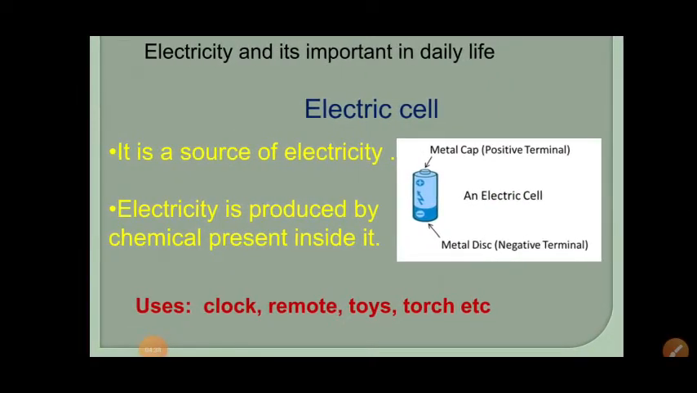Now this is about the cells. When we connect this cell with a circuit, it will give electricity to the circuit, and whatever we need will work. Like when we are using a remote it will turn on, and when we are using a torch the torch bulb will glow. This is when we use the cell inside appliances.